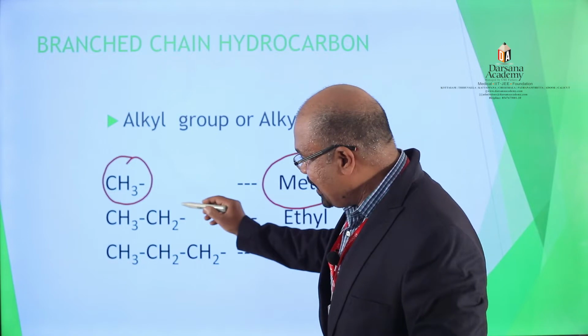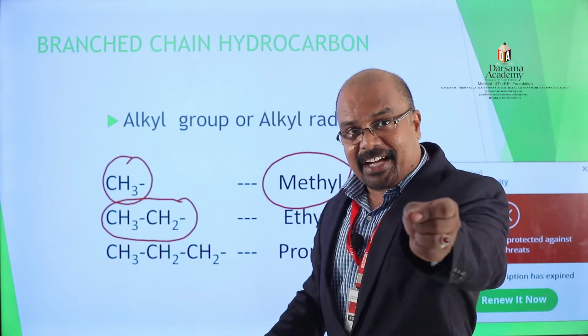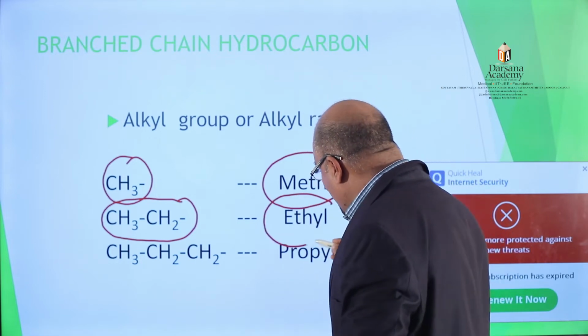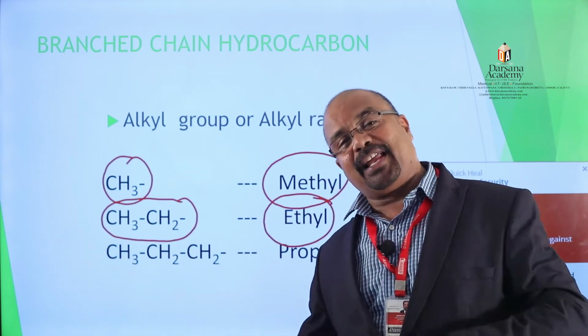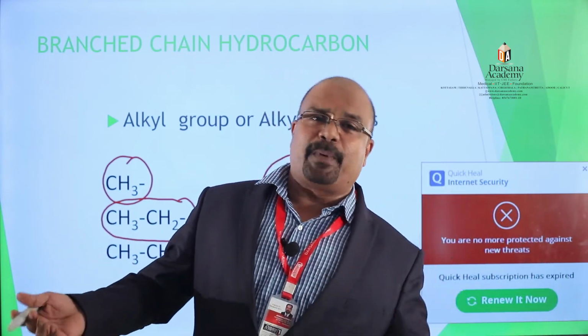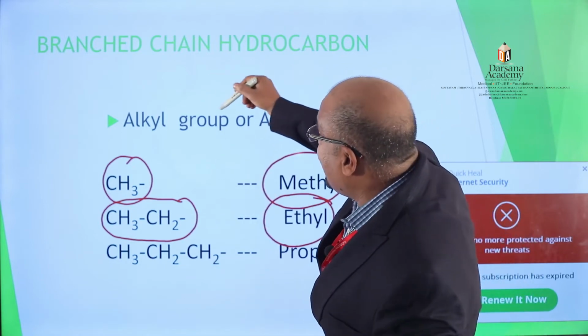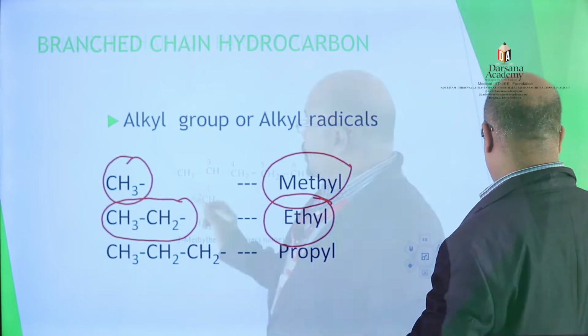In the same way, ethane is CH3CH3 or C2H6. If a hydrogen atom is removed from ethane, we get the group ethyl. In the same way, propane gives propyl, isopropyl, and so on. So that is an alkyl group or alkyl radical.